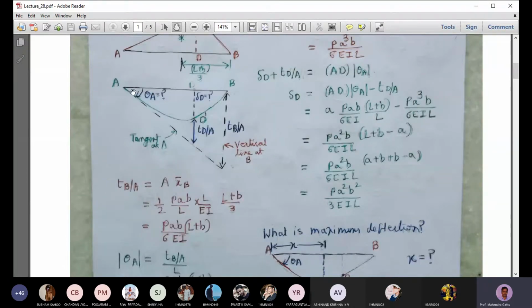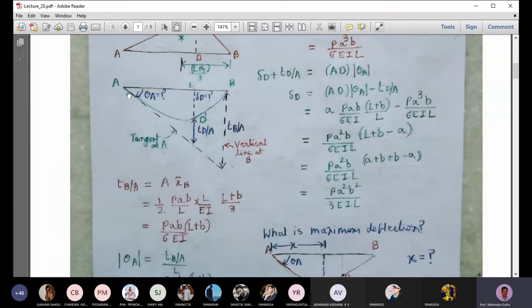If you observe carefully, at point A you can draw a tangent. This tangent will make theta A with the horizontal. We want to find theta A. We cannot use the relation that theta at midpoint minus theta at A is equal to the area under the curve, because we don't know where the maximum deflection is occurring. Since we don't know that, we cannot apply that relation. We can apply the first moment area theorem.